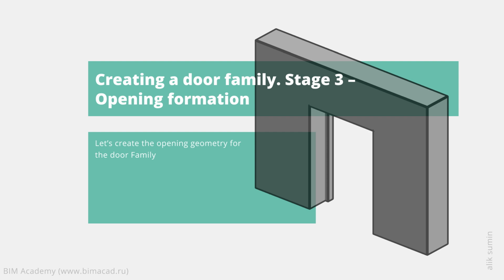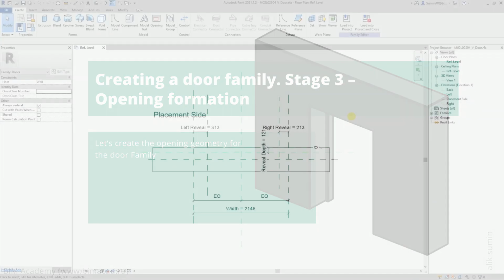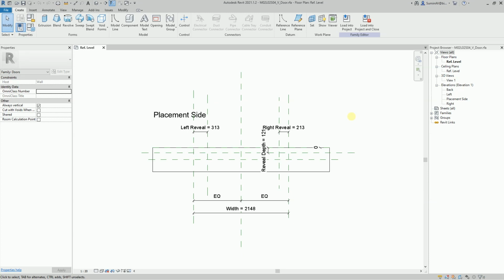Now let's create the opening geometry. The opening is basically a hole in the wall. The metric door template, which we didn't use, already has an opening, but such an opening doesn't allow creating reveals. It is formed by a special tool Opening, which is located on the Create tab.